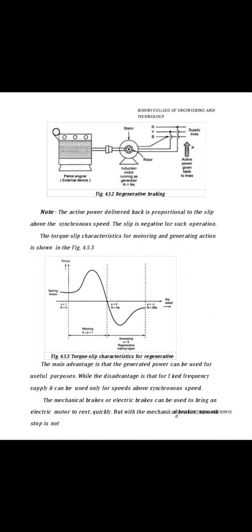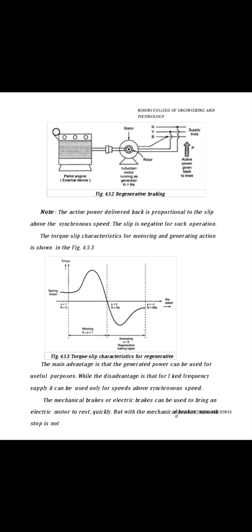It is called regenerative braking. The active power delivered back is proportional to the slip above the synchronous speed. This is the torque slip characteristic of regenerative braking. The main advantage of this braking is that the energy can be used for a useful purpose, while the disadvantage is that a fixed frequency supply can be used only for synchronous speed.